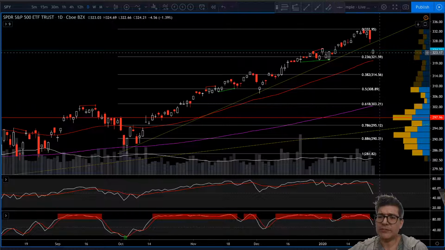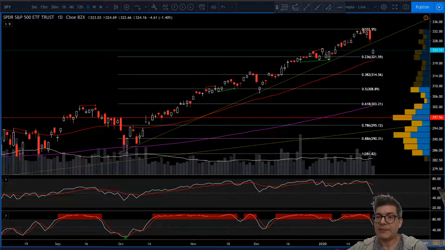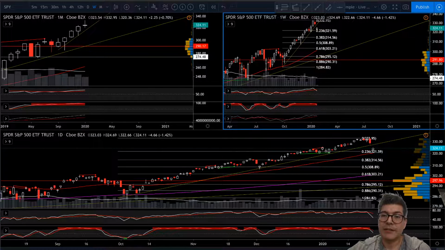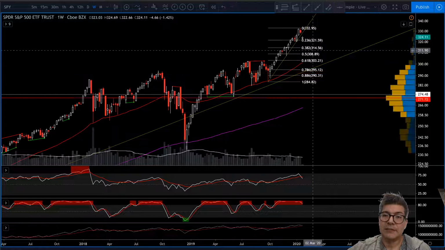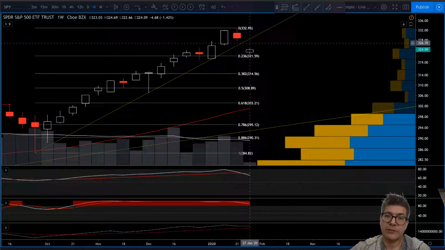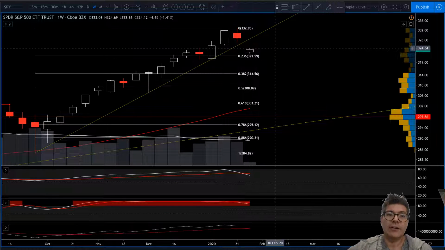We got to see where the daily wicks and daily closes occur, and more importantly, the weekly. The weekly is going to be a huge one here. I think that's going to be one of the major drivers. So the next week or two is going to be very important. Let's see how that goes.